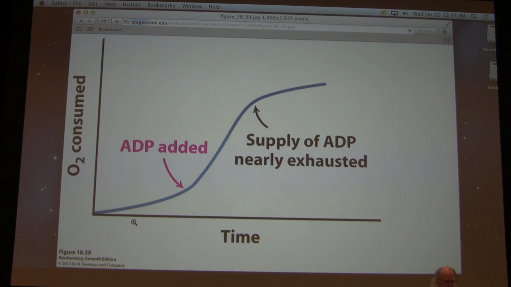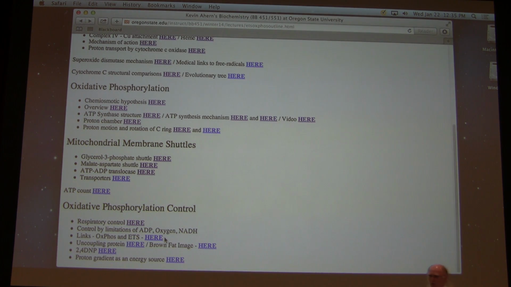So respiratory control, no, I don't like that. Respiratory control is limited by the concentrations of ADP, oxygen, and NADH. All right? Those three things really control respiratory control. If you have high NADH, and you have low oxygen, what's going to happen?